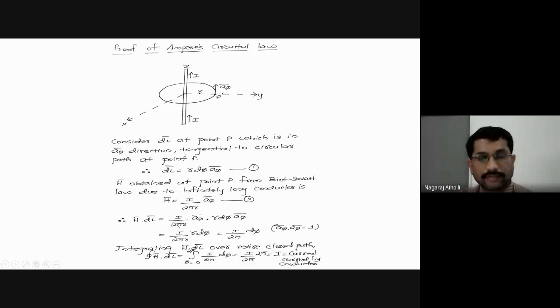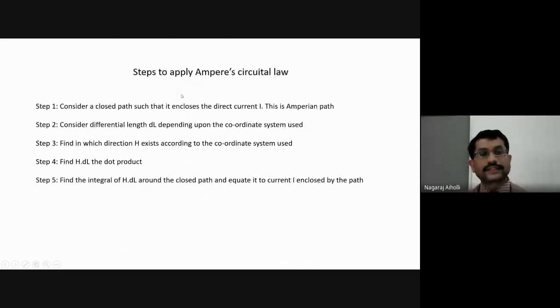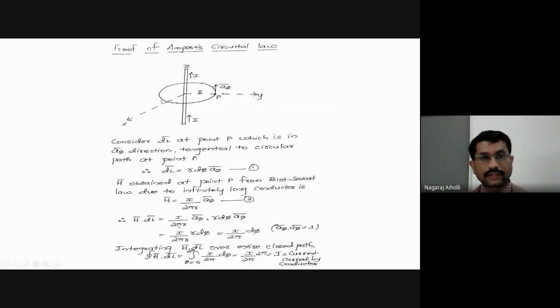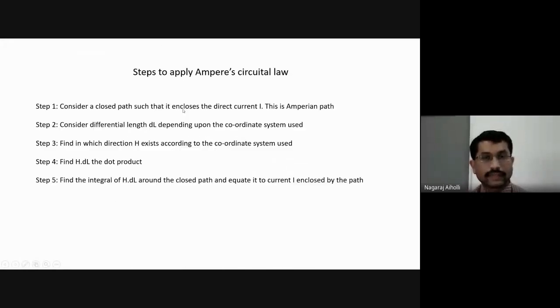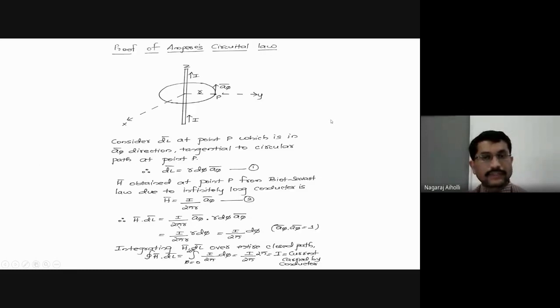Okay, fine. Next are the steps to apply Ampere's circuital law. If we want to apply Ampere's circuital law, what are the steps that we have to follow? They are almost the same as what we discussed just now. Consider a closed path such that it encloses the direct current I. This is the closed path, and here it is carrying the current I. For this particular case, the closed path is circular. This closed path is called the Amperian path.